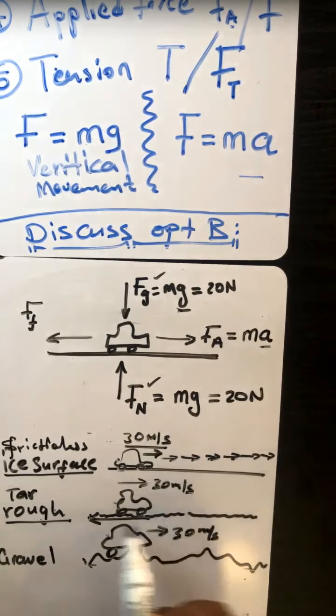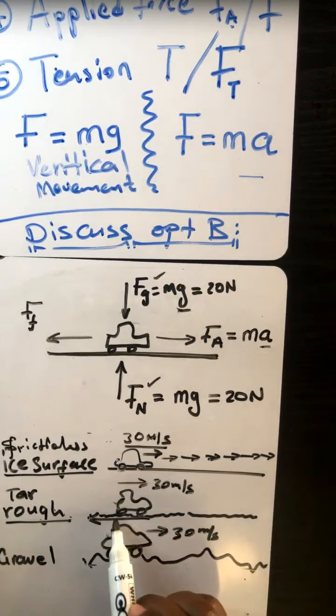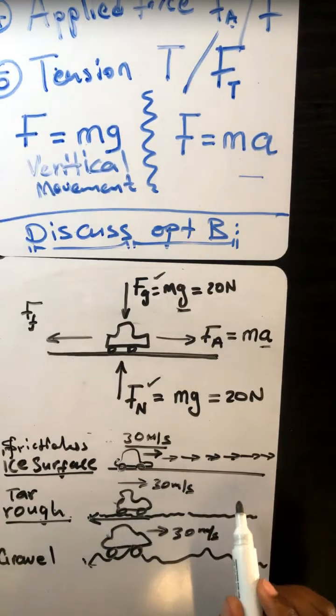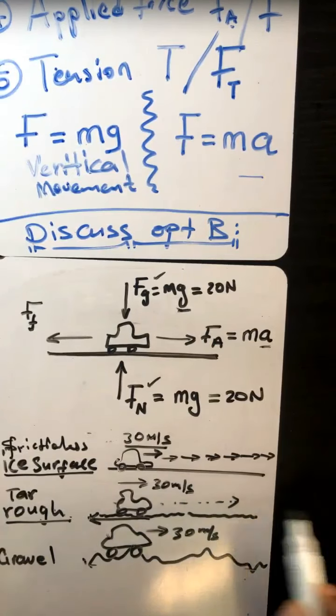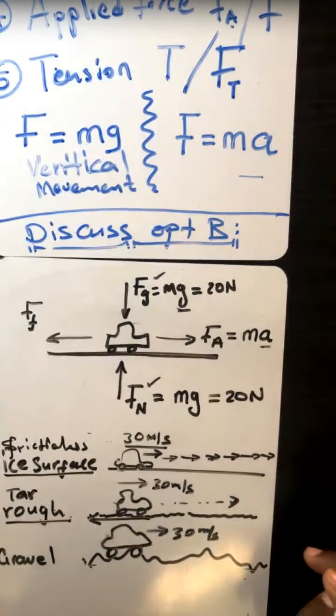But this one, because there is a rough surface there, as a result of frictional force, this object can possibly travel and maybe stop somewhere there if it doesn't continue to accelerate and it decelerates.